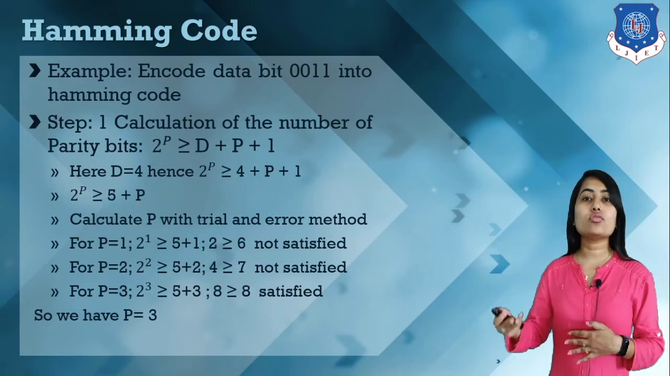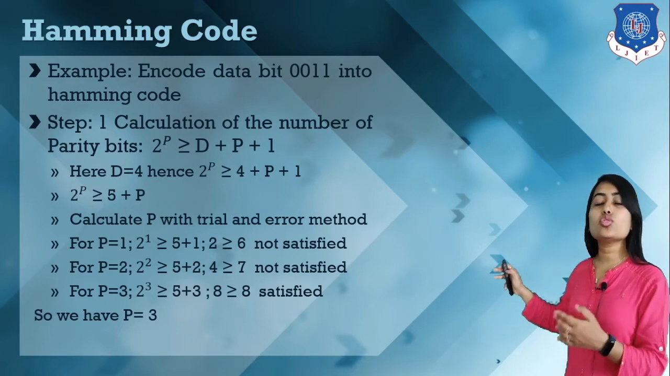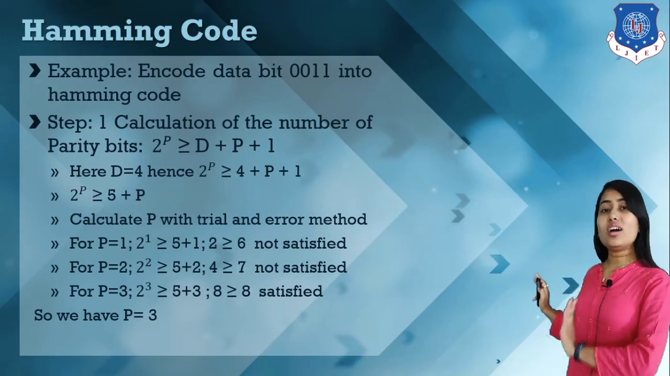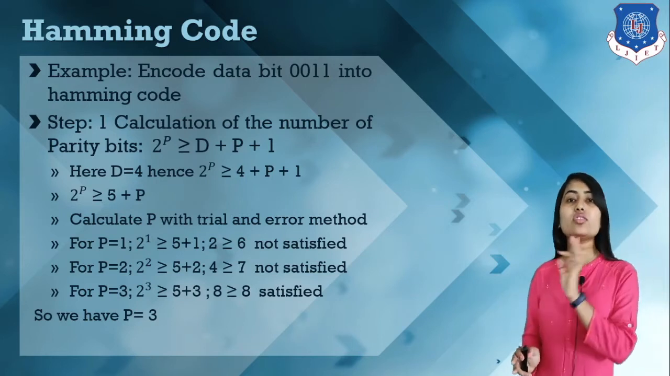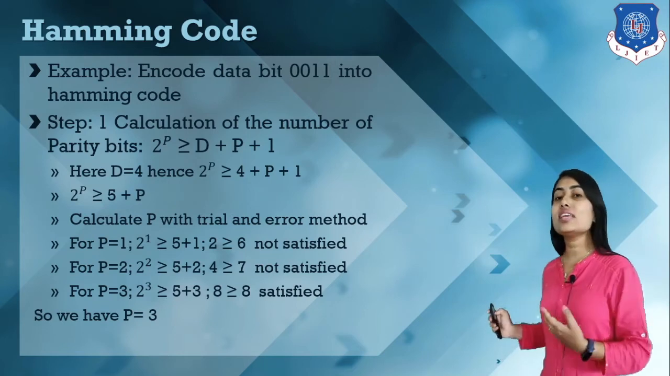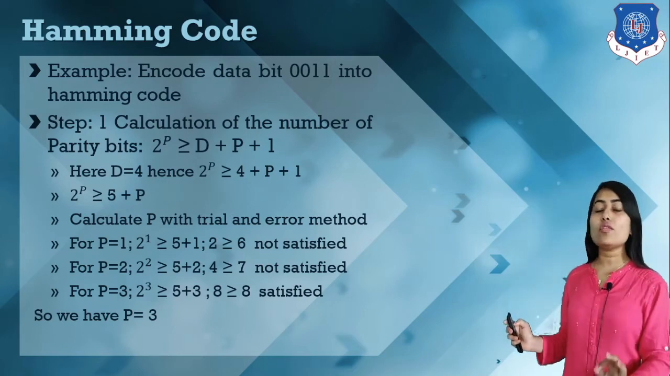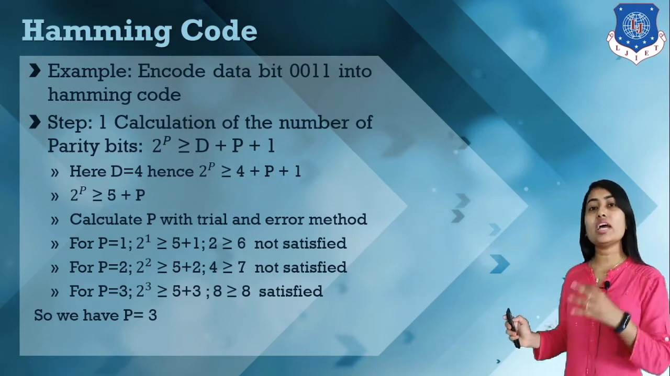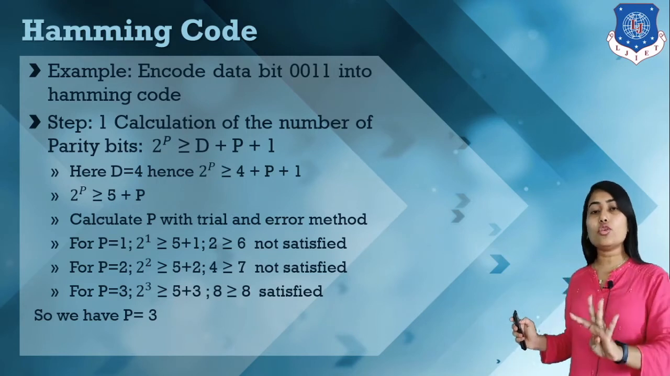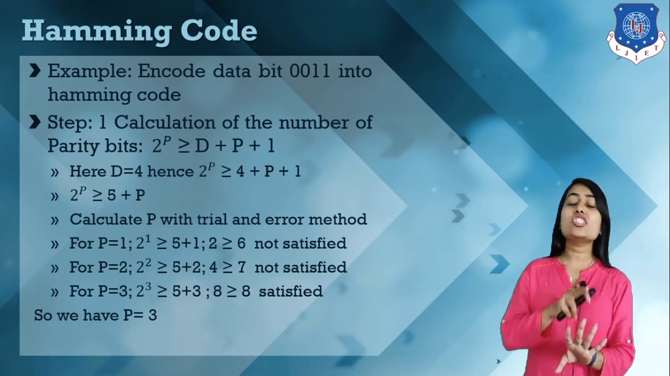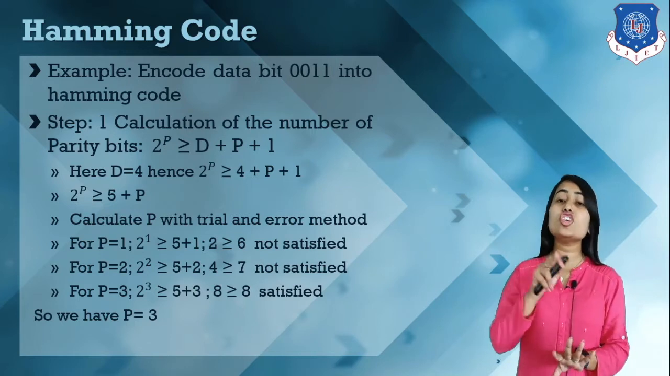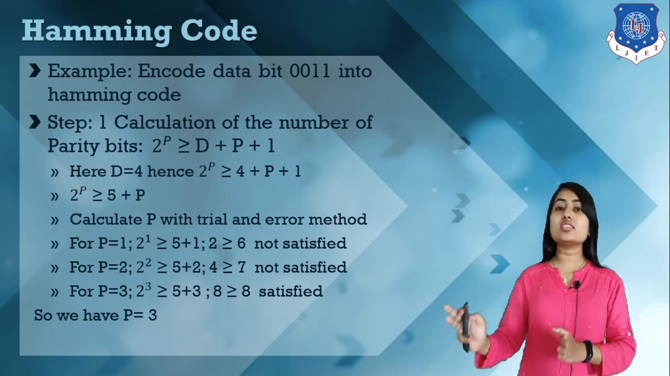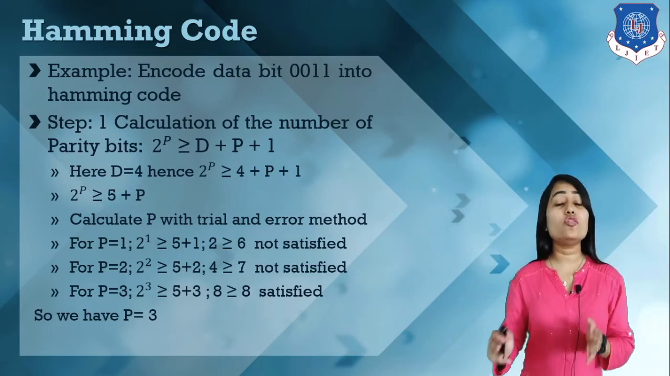Then we have p equals 3. For p equals 3, 2 raised to 3 greater than or equal to 5 plus 3. So 8 greater than or equal to 8. This is satisfied, because 8 is equal to 8, right? So for p equals 3 this inequality is satisfied. So we have to add a total of 3 parity bits, 3 extra bits. We have 4 bits of information, and we have to add an additional 3 bits, so that we can transmit the message and the receiver can identify if any error occurred.